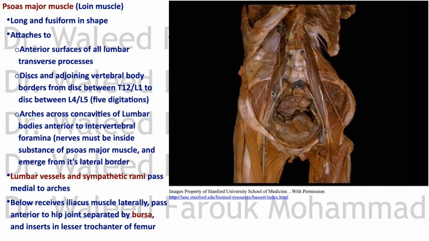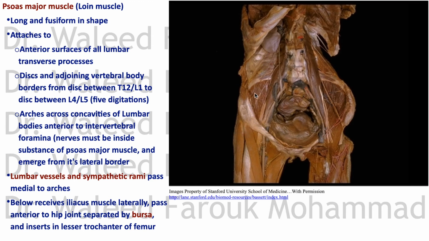Below, lower down, it receives the iliacus muscle laterally. This is the iliacus muscle, and it passes anterior to the hip joint. As you can see here, it goes down to insert into the lesser trochanter of the femur, by which it pulls on it to exert a lateral rotation and flexion at the hip joint.